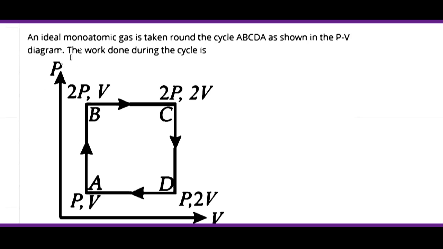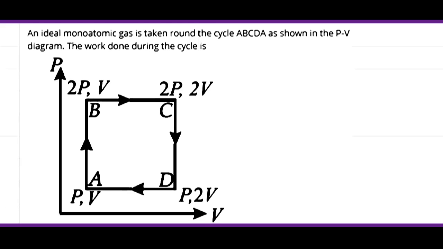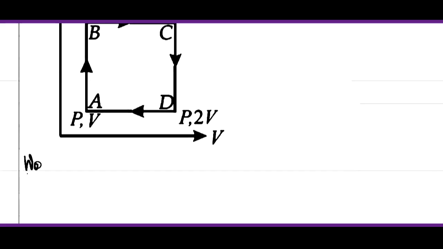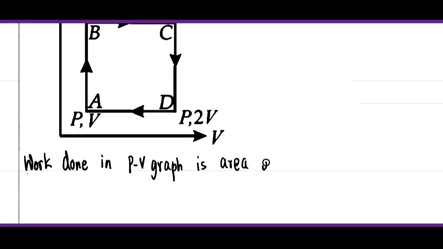Well, hello students, now we're going to see this question. The question says that an ideal monoatomic gas is taken around cycle ABCDA as shown in the PV diagram. So this is basically the path followed by the gas. We need to find the work done during the cycle. So work done is basically what? In a PV diagram, work done is the area under the PV curve.